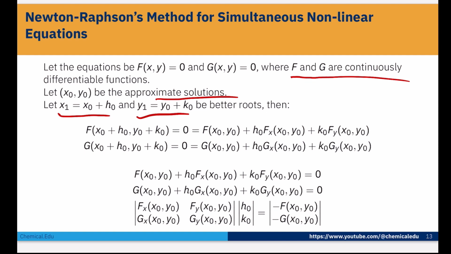Then f(x0 + h0, y0 + k0) = 0, which we can write by Taylor series expansion as f(x0,y0) + h0 fx(x0,y0) + k0 fy(x0,y0). Similarly, for g(x0 + h0, y0 + k0) we do the Taylor series expansion: g(x0,y0) + h0 gx(x0,y0) + k0 gy(x0,y0). So this is the Taylor series expansion, and we get two linear equations, neglecting the higher-order terms.